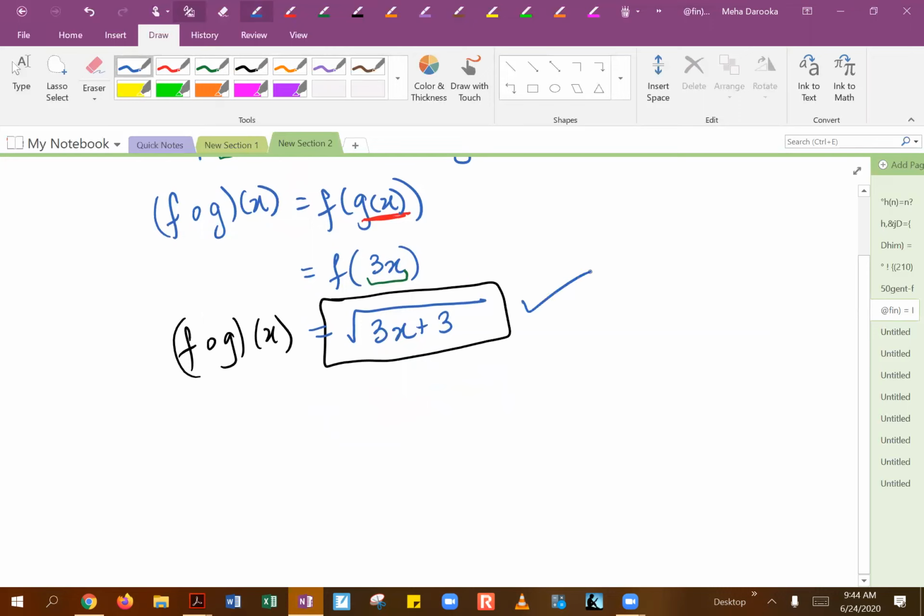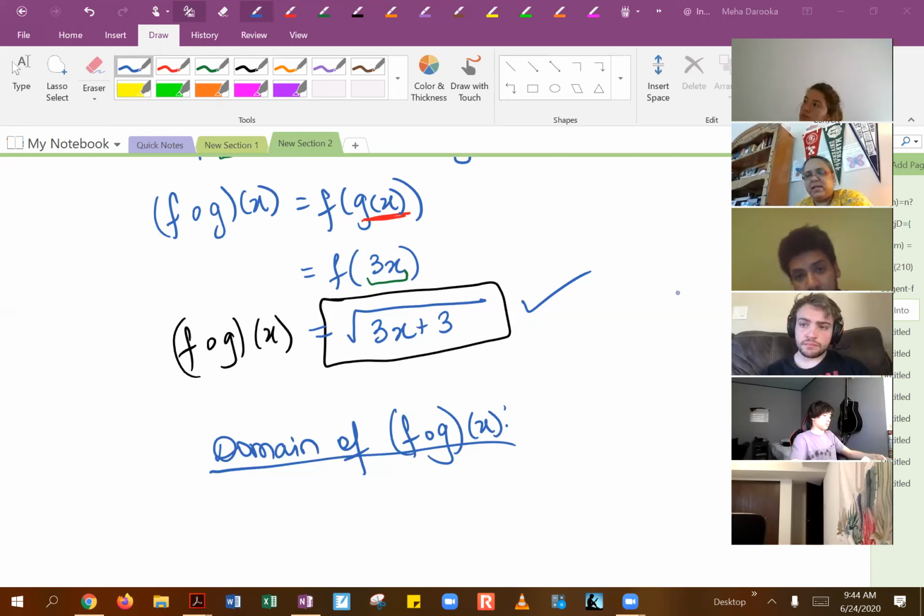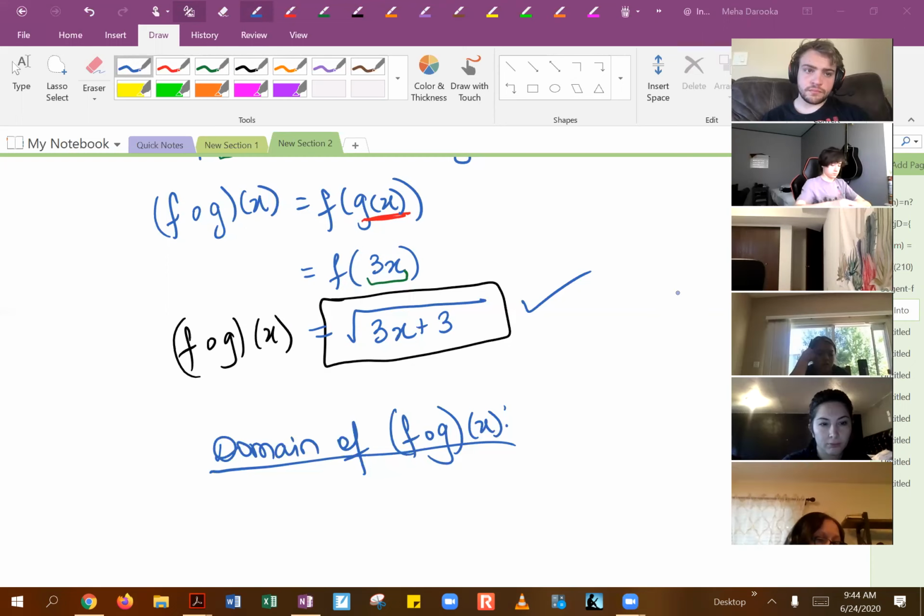So you're done with the function definition, but now we have to talk about, what is the domain of this composition going to be? Does anybody have any idea what kind of domain this square root of 3x plus 3 will have? How would we even go about calculating that? Any ideas? So it's still inside a square root, right? And what kind of restrictions do we have inside a square root?